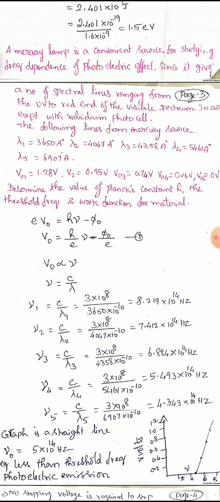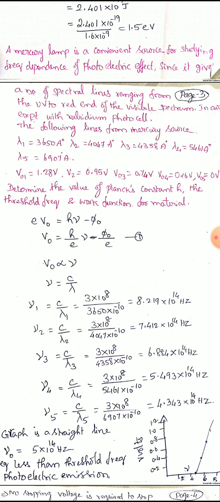So we will have the formula as e V naught is equal to h nu minus phi naught. V naught is equal to, bringing this e to the right hand side, h by e into nu minus phi naught divided by e. Mark this as equation 1. So V naught is proportional to nu. What is nu? Nu is equal to c by lambda. So for each wavelength we can find the frequencies.